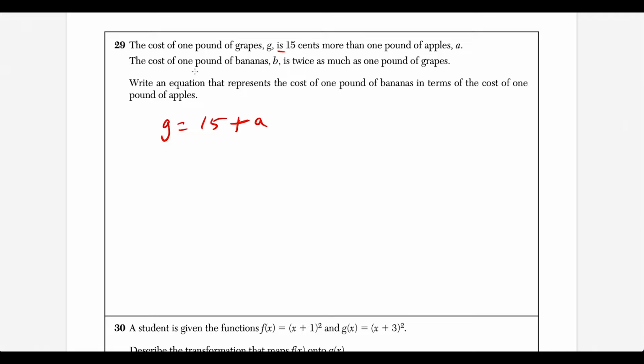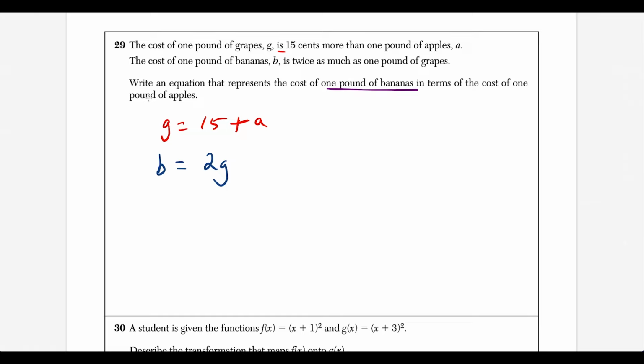And then next what we have is the cost of 1 pound of bananas is, so that's B equals twice as much as 1 pound of grapes. So that's 2 times G. And now for the actual question, write an equation that represents the cost of 1 pound of bananas, so that's B equals, in terms of the cost of 1 pound of apples.